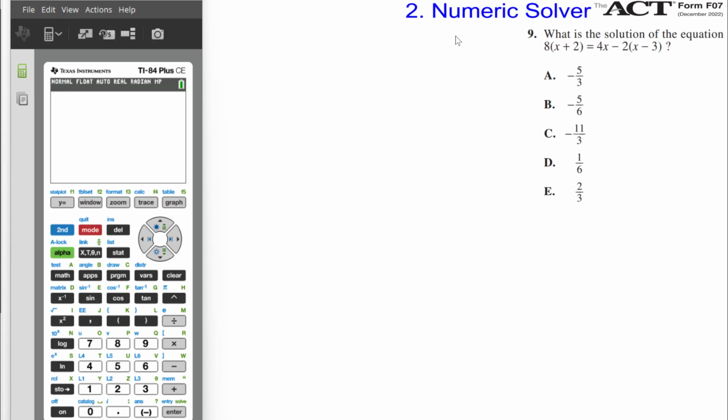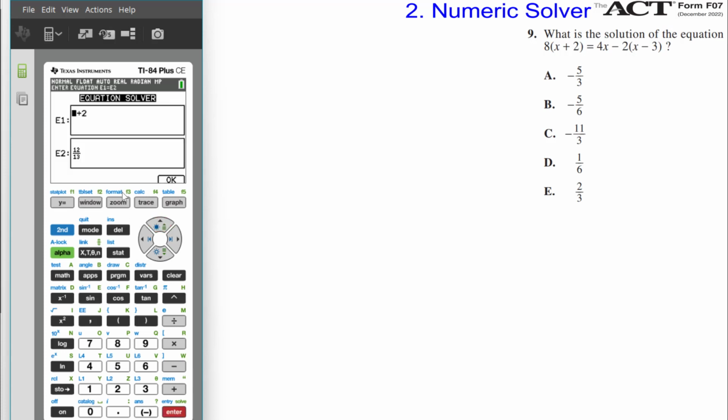A second method is to use the numeric solver command on the calculator. So I'll go off to the home screen and press the math key. Press the up arrow because it's the last one on there. So that's the last command, numeric solver. So I'll press enter on that one. And you type the left-hand side into expression 1 and the right-hand side into expression 2.